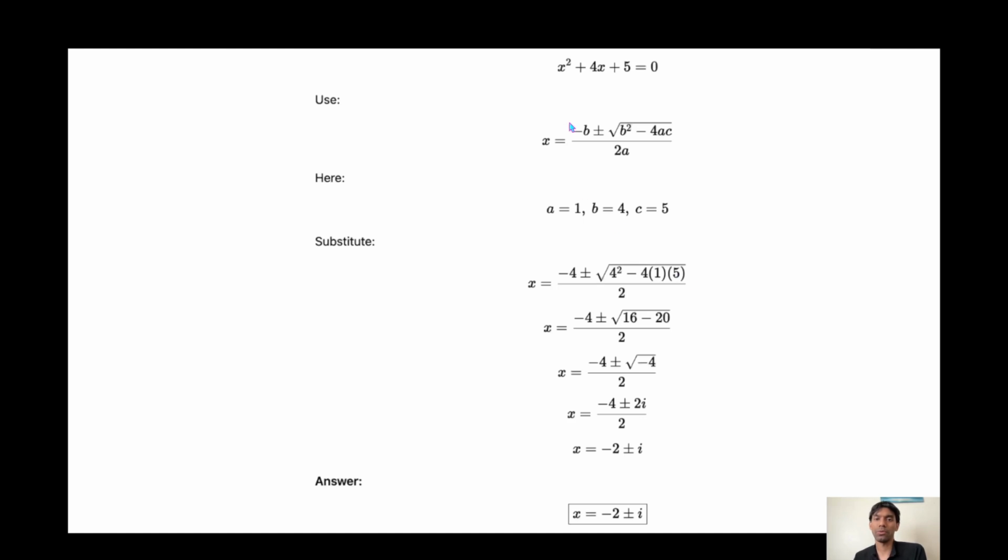So first of all, we have obviously the quadratic formula. a is equal to 1, as we can see, because we have 1x squared. b is equal to 4 because we have 4x. And then c is equal to 5 because we just have 5. Plug in the values, we should end up with x equals minus 4 plus or minus the square root of minus 4, divided by 2. Right, so we've got square root 4 multiplied by square root minus 1. That becomes 2i divided by 2. So therefore, we're left with our answer x is equal to minus 2 plus or minus i.